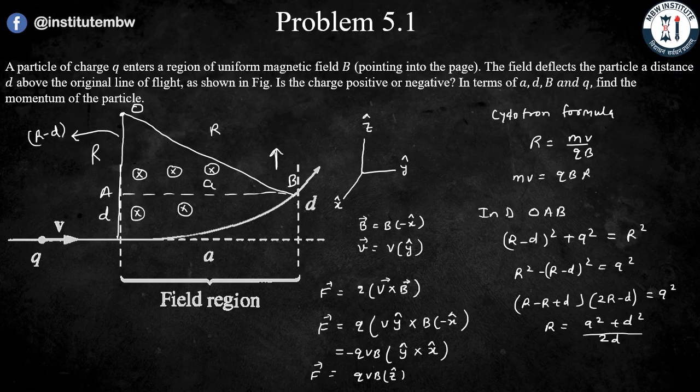We can plug this value into this equation. So mv is equal to qB and the R value we have found, so a squared plus d squared upon 2d. So that is our momentum.